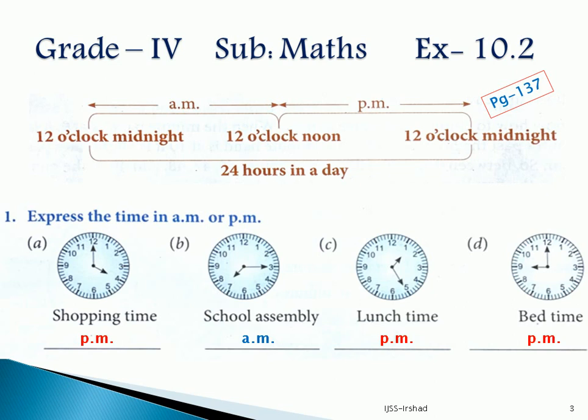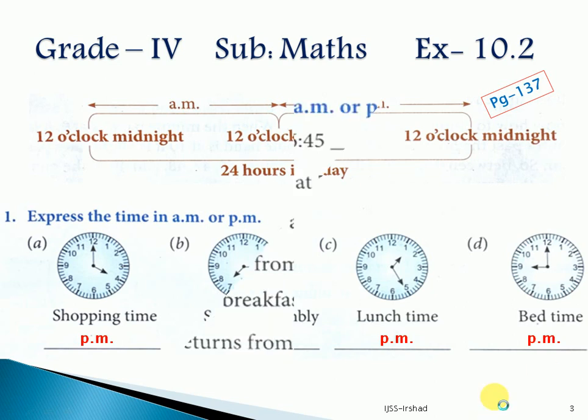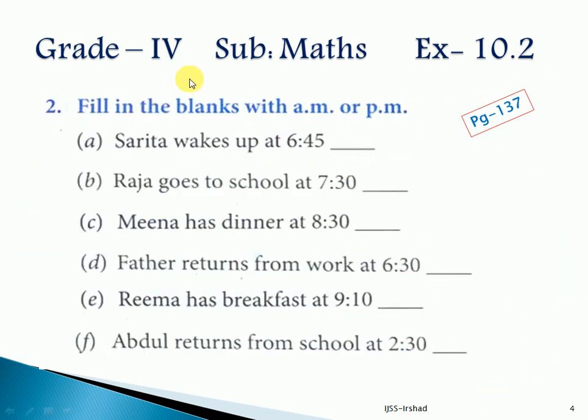Now let's move to question number 2. Question number 2 is also the same thing. Fill in the blanks with AM or PM. Question A: Sarita wakes up at 6:45. If I write AM, that means the morning time before noon, and if I write PM, that means it is the evening time after 12 noon. So obviously all people wake up in the morning, so we will write AM here. Sarita wakes up at 6:45 AM.